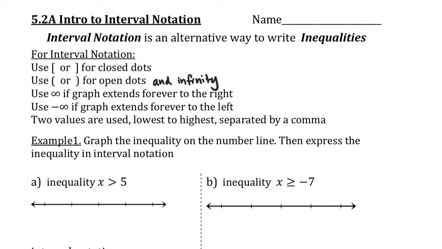Even though you have no idea what it's going to look like yet, these are the rules or guidelines. We use square brackets for closed dots. Closed dots are the colored in ones, just like we use less than or equal or greater than or equal to. We use parentheses for open dots, just like we use less than or greater than, and infinity, even though we haven't done infinity yet. We use infinity or positive infinity if the graph extends forever to the right. We use negative infinity if the graph extends forever to the left. And when we write interval notation, two values are used, lowest and highest, and they are separated by a comma. So we're going to go ahead and try these.